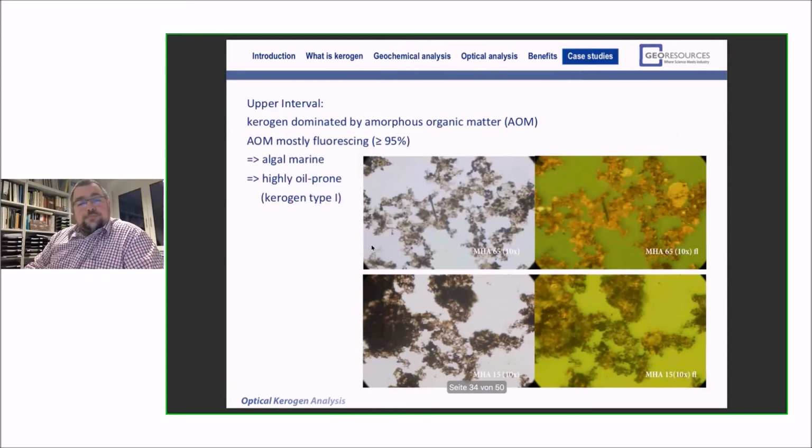The upper interval is also dominated strongly by amorphous organic matter, as we see here in different pictures. And the AOM is also mostly fluorescent. So here we have more than 90 to 95% of fluorescent amorphous organic matter, which is indicating that this is Kerogen from marine algal material, which is highly oil-prone Kerogen type 1. This is really Kerogen type 1 amorphous organic matter. So this will lead to a totally different picture.